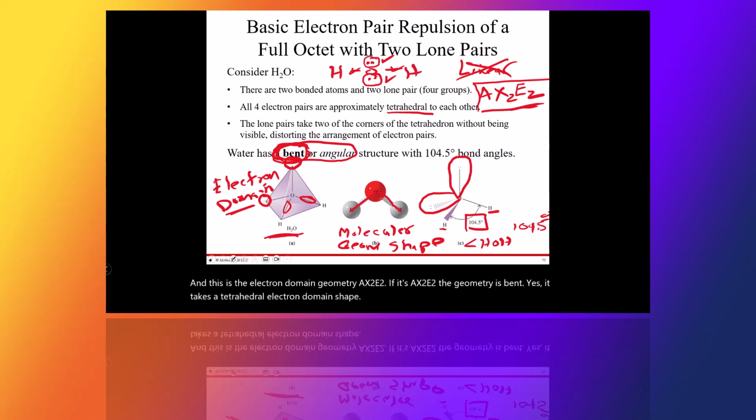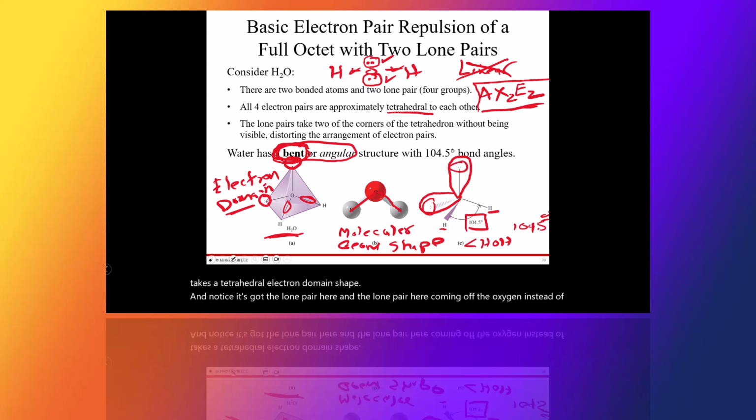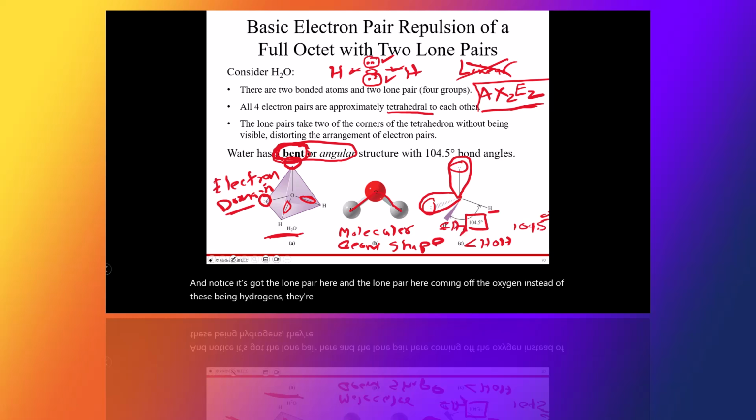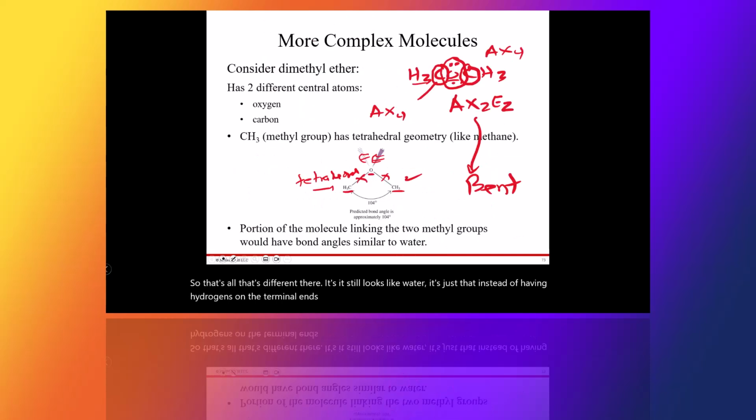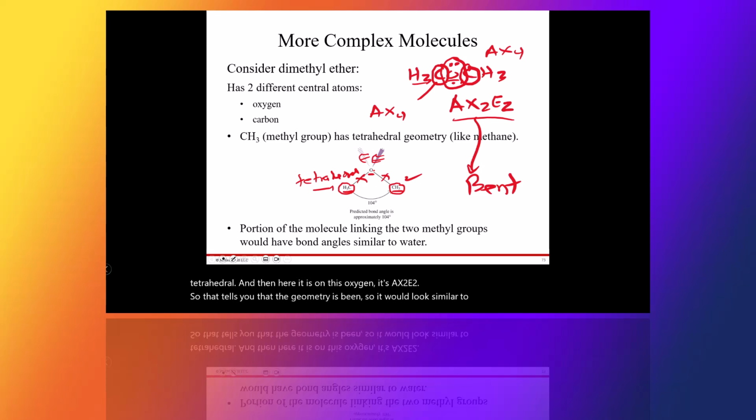And notice it's got the lone pair here and the lone pair here coming off the oxygen. Instead of these being hydrogens, they're methyl groups, CH3 groups. So that's all that's different there. It still looks like water. It's just that instead of having hydrogens on the terminal ends, you have methyl groups on the terminal ends, which are tetrahedral. And then here it is on this oxygen, it's AX2E2. So that tells you that the geometry is bent. So it would look similar to water, but it's not water.